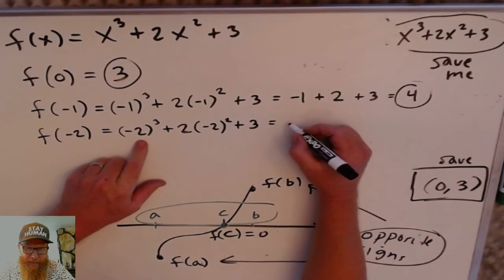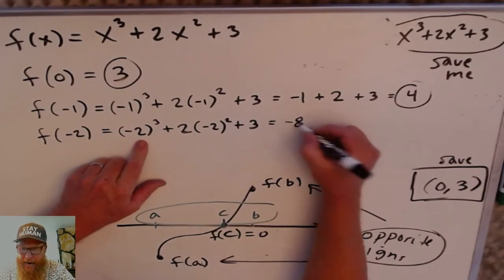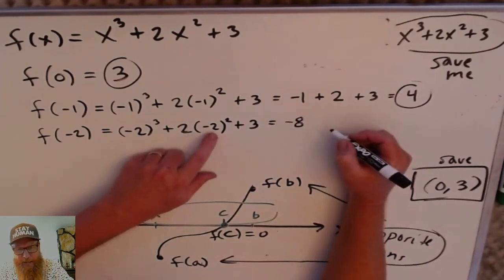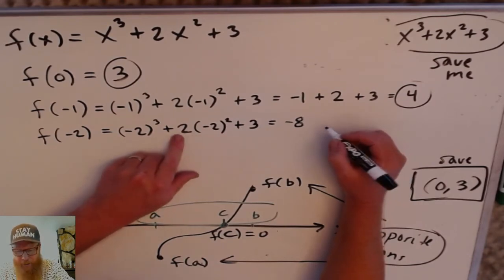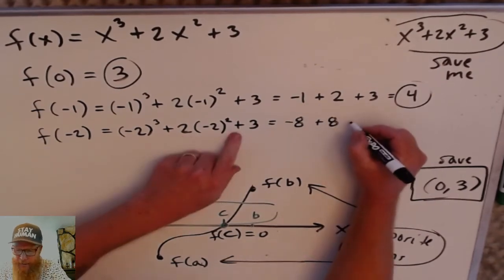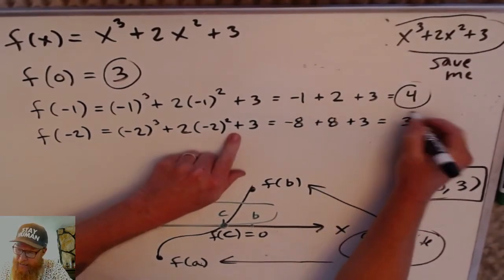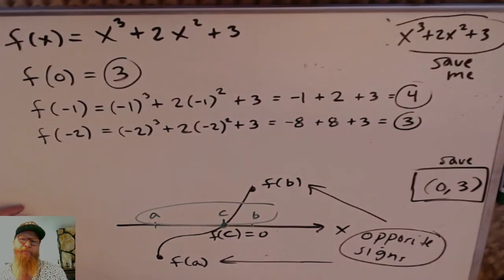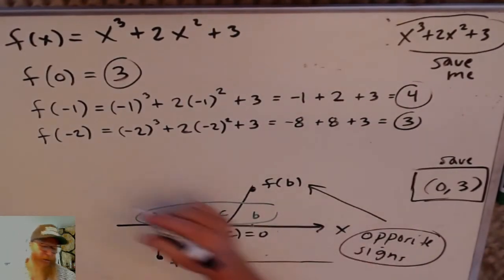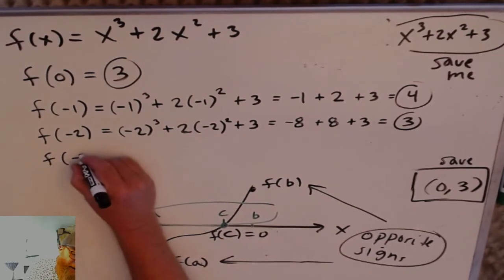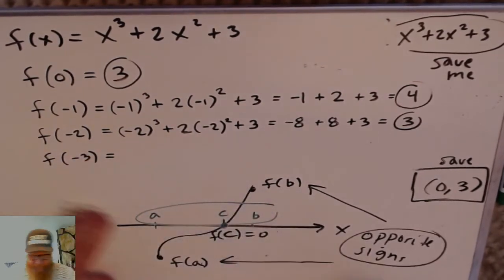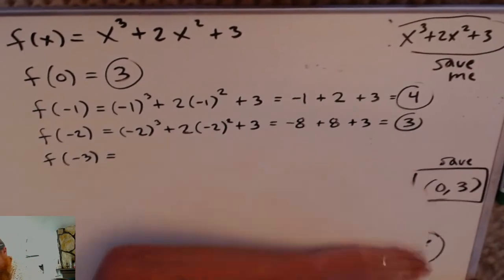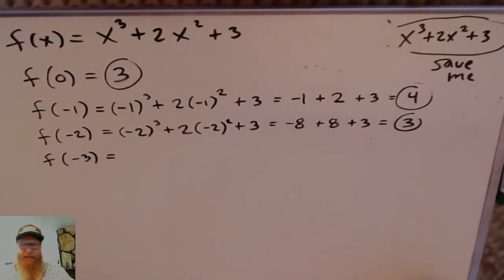Okay, so negative 2 cubed is negative 8. Negative 2 squared is 4. 4 times 2 is another 8. And then plus 3. We still don't have opposite signs. Means I'm going to have to look a little harder. Let's try negative 3.